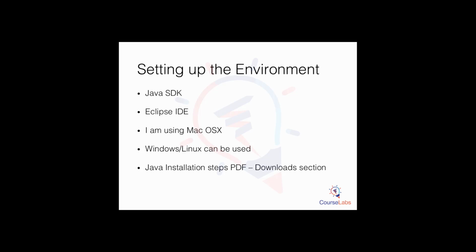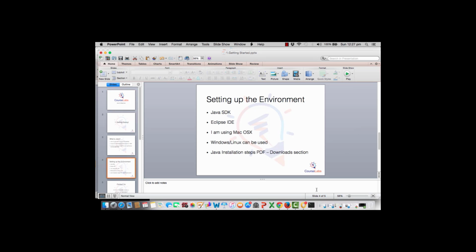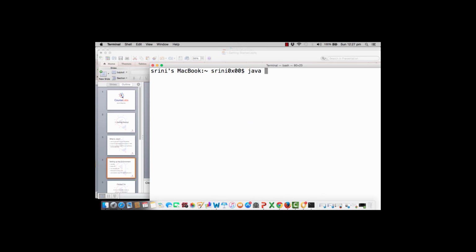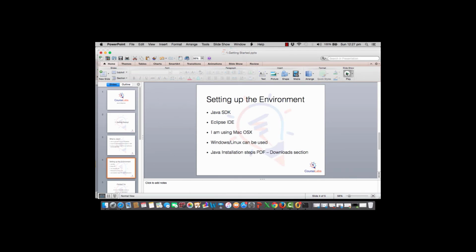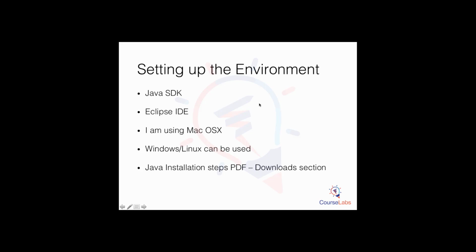But make sure that you have Java installed in the machine that you're using. If you're using Mac OS X, Java is pre-installed. You can actually go ahead and check if Java is installed or not by running this command, java -version. If Java is installed, you will see the current version that is installed. If it is not installed, please proceed to install Java in your machine.